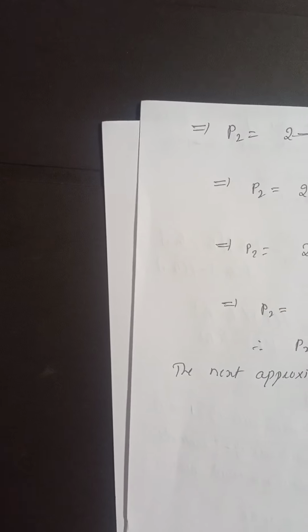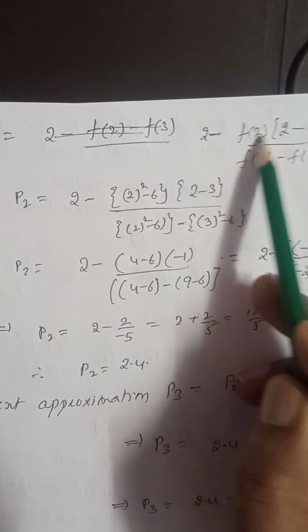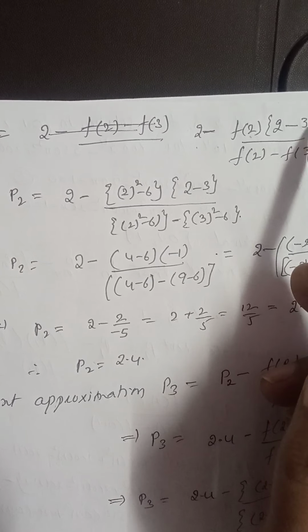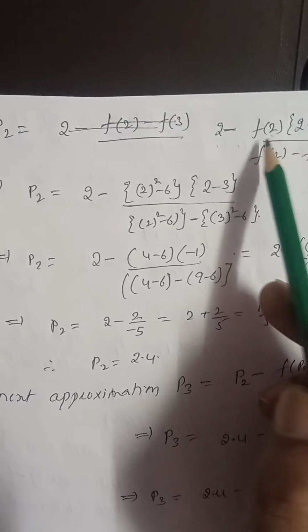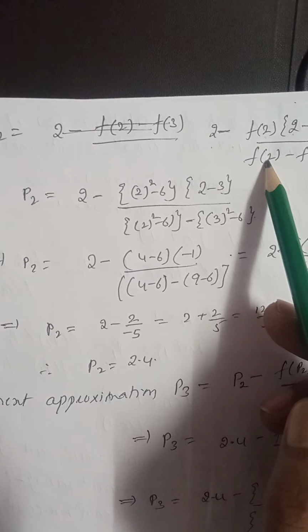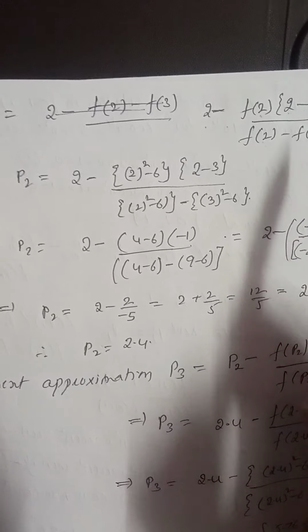Now the better approximation is given by p2 is equal to p1 minus f of p1 into p1 minus p0 by f of p1 minus f of p0. The p1 value is 2 and the p0 value is 3.